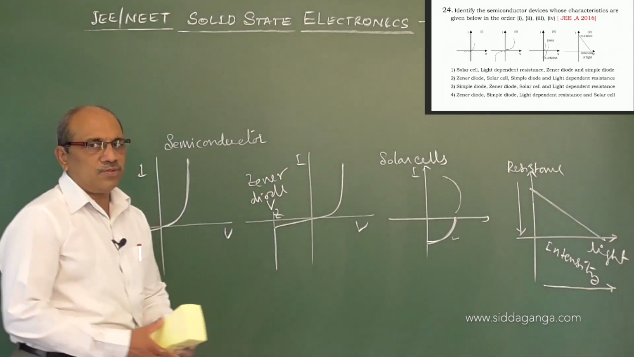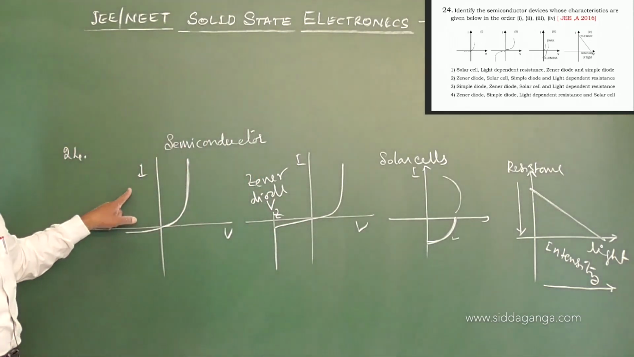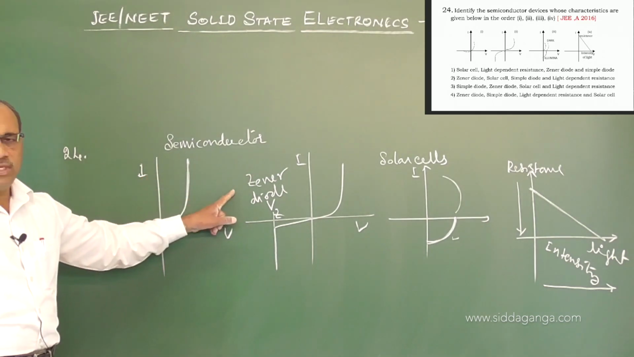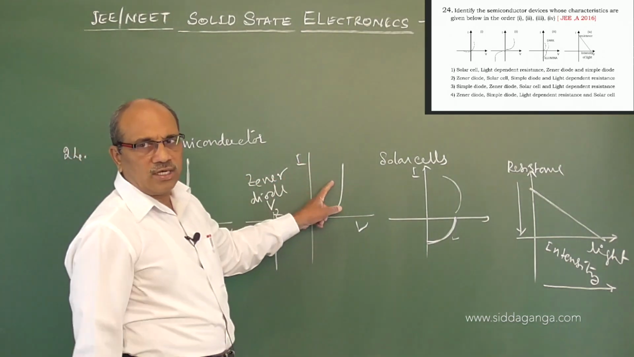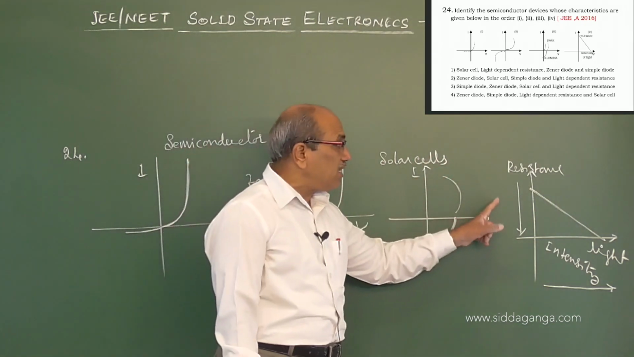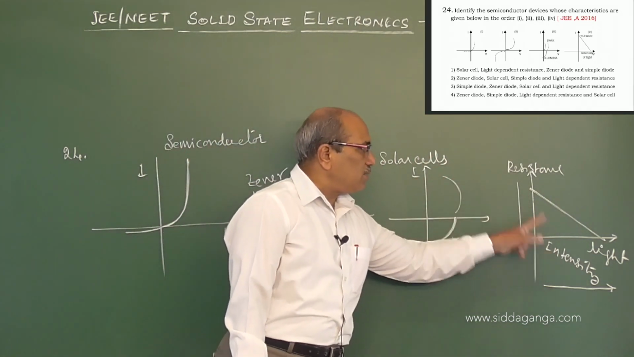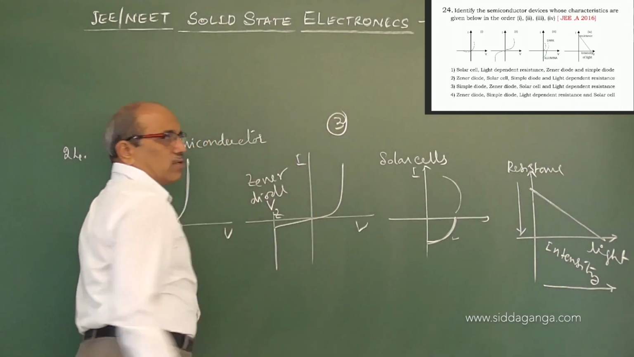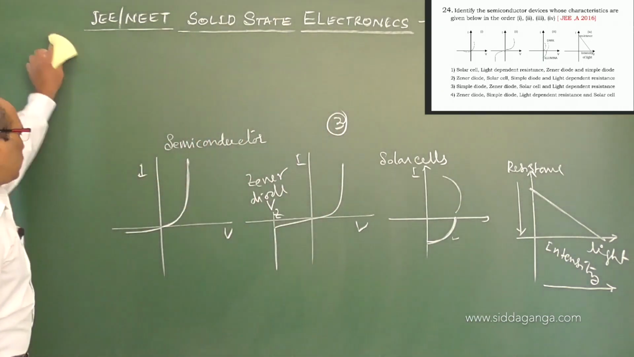Therefore, option, if you see, the first one must be the semiconductor, second one must be the Zener diode, third is a solar cell, fourth one is a light dependent resistance. Therefore, option number 3 is the correct one. Third one is the right option.